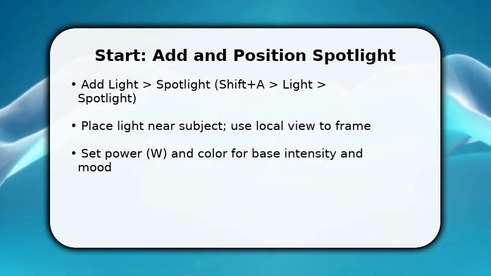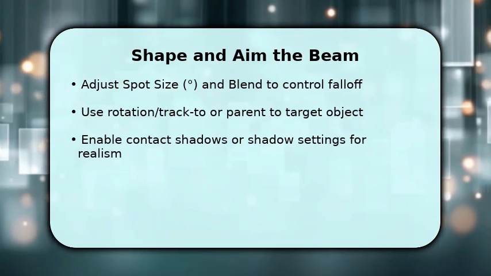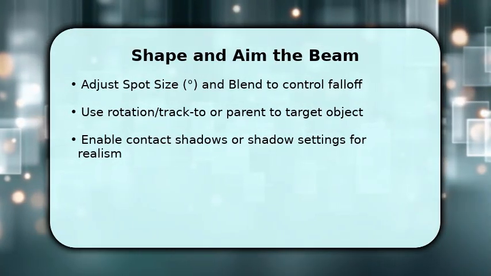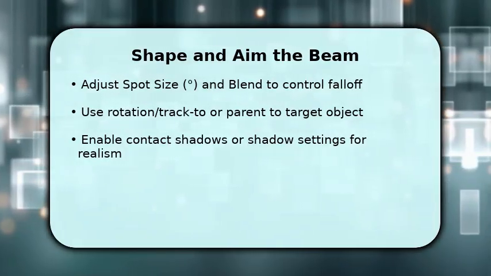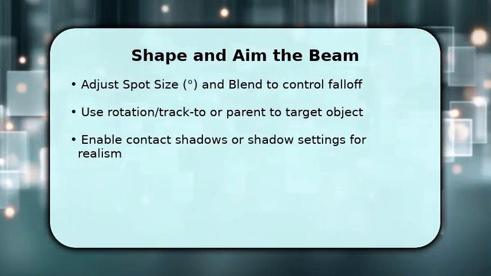Now you refine the spotlight's beam shape and aim. Increase or decrease the spot size in degrees to widen or tighten the cone. Tweak blend to soften the edge because hard edges often look artificial. Aim the light by rotating it or using a track to constraint so the highlight sticks to motion.